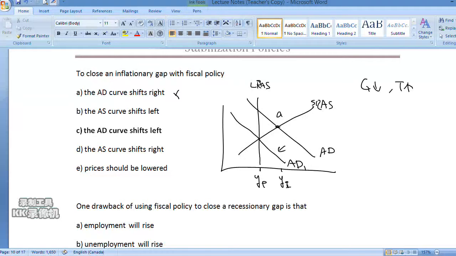AD curve shifts right, no. AS curve shifts left, no. AD curve shifts left, yes. AS curve shifts right, no. Prices should be lower, no. So the best answer is C.